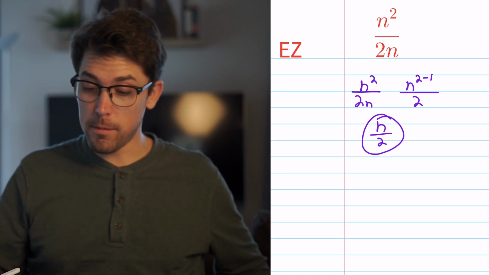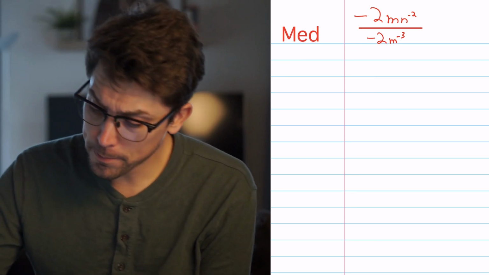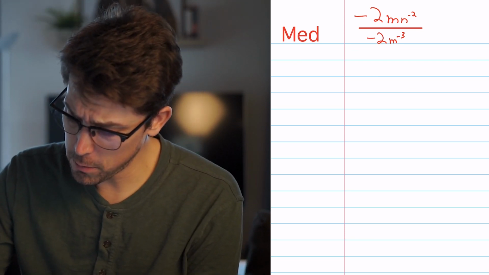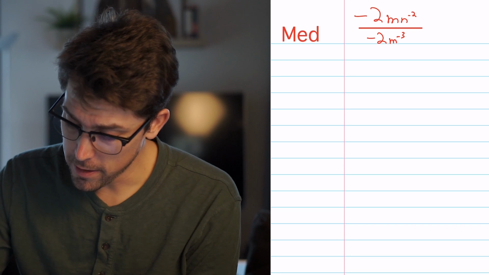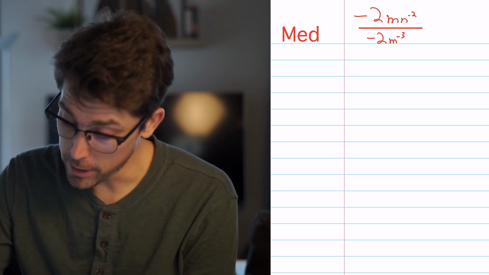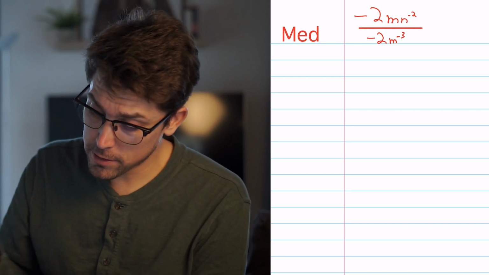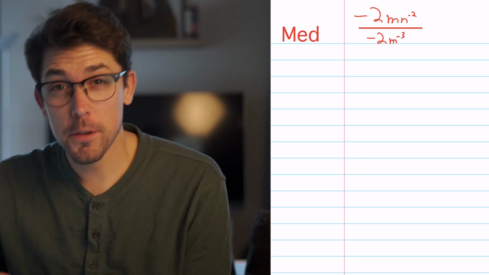Let's check out a median problem. All right, so here we have a median problem. I say that I have negative 2mn to the negative 2, divided by negative 2m to the power of negative 3. Okay, so let's do this step by step. So I have negative 2 divided by negative 2.